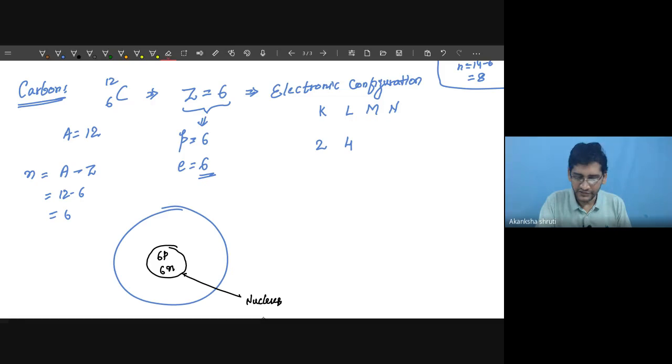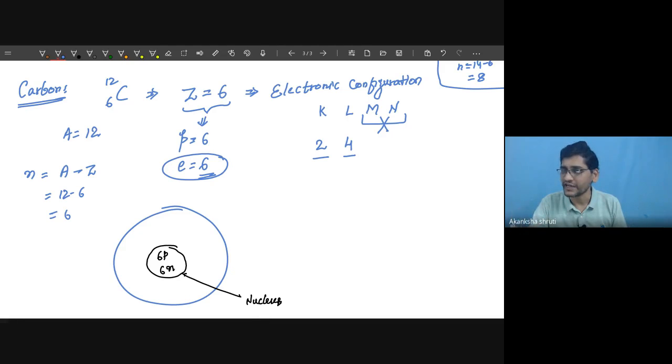Now whether M is required: here we are observing all the 6 electrons, so a maximum of 6 electrons are there. They get accommodated in the very first 2 shells. So other shells like M and N will not be present in this atom. So the electronic configuration is K is 2, L is 4.